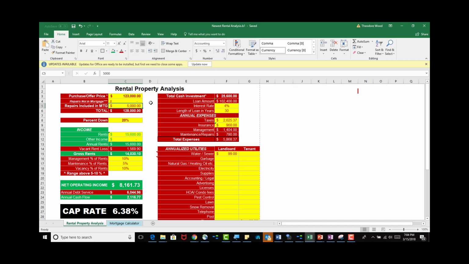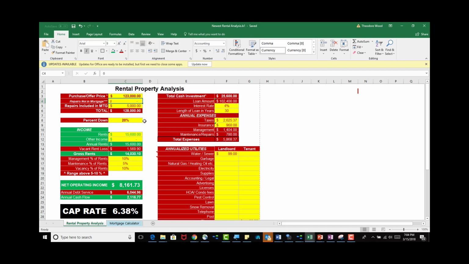Okay, here's the deal. Repairs that are not in the mortgage do not show up on this form because they're really included in your percentage of maintenance of what it costs you to maintain the property, or in the purchase price, one or the other. So this is one area where you'll put data, but it won't go anywhere. Everywhere else it should go somewhere.